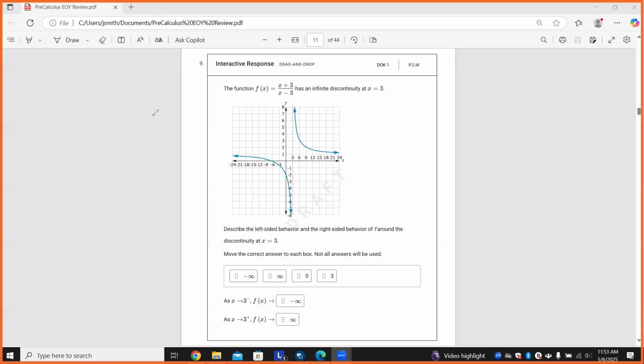The graph is provided for you. You just need to read the graph. So we see there's a dotted line at x equals 3. The vertical line is an x equals equation. Do y'all agree?